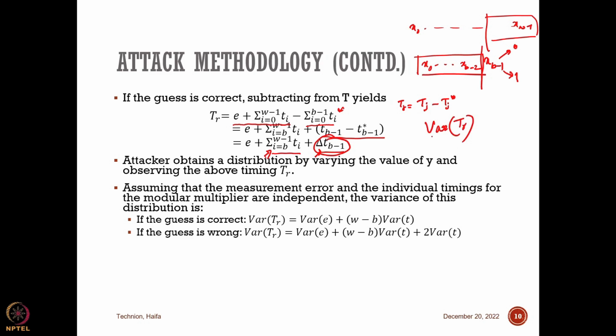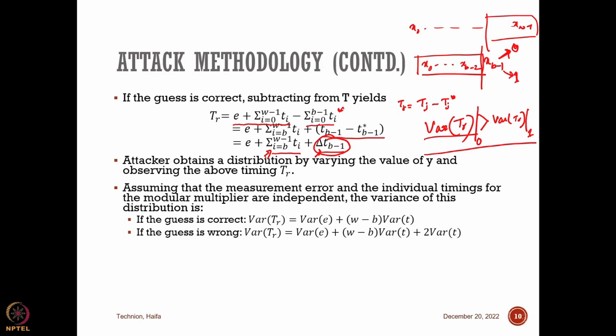Now note that this variance of TR is dependent upon two guesses. This guess could be either 0 or 1. So you compare the variance of TR for the guess 0 and the variance of TR for the guess 1, and try to see whether the variance increases or decreases. If this variance is larger than that one, then you know that in the situation where you have correctly guessed, the variance is smaller.